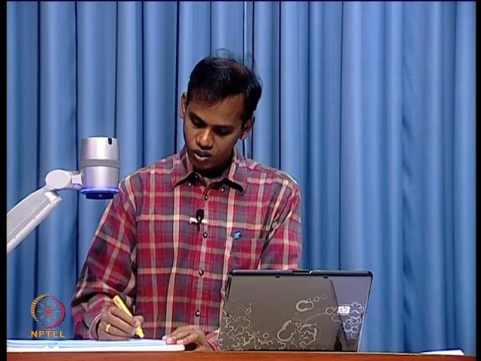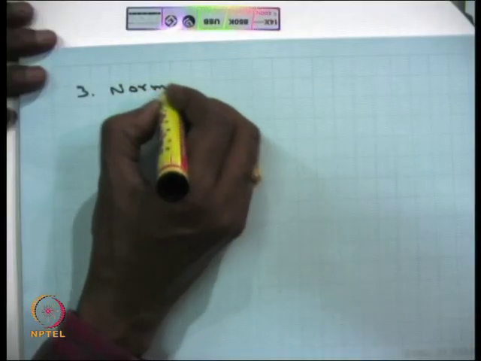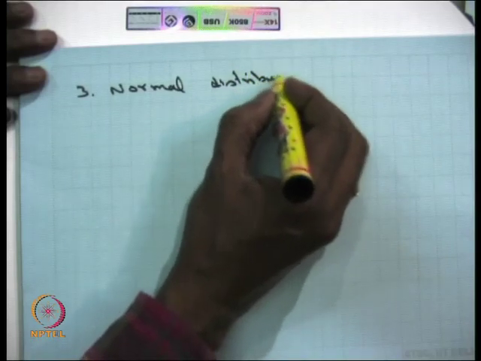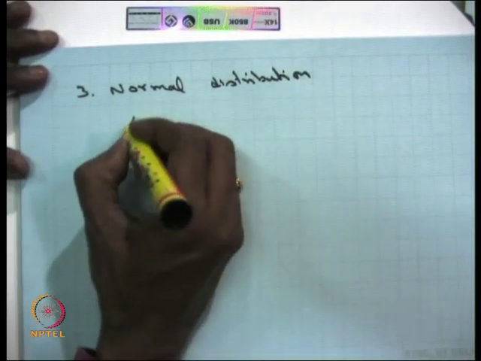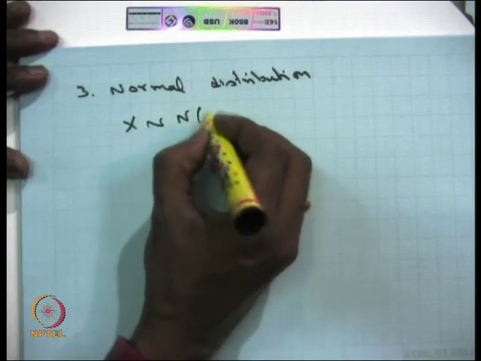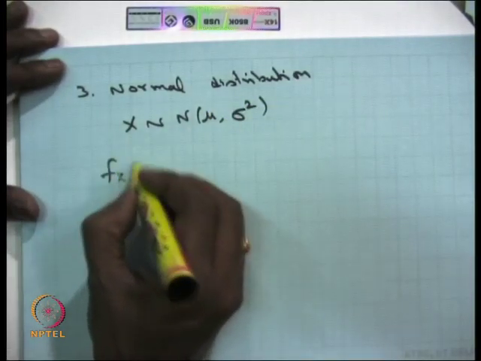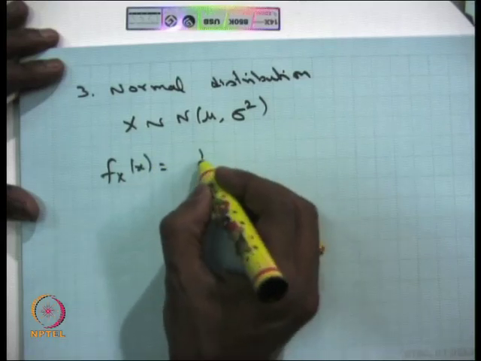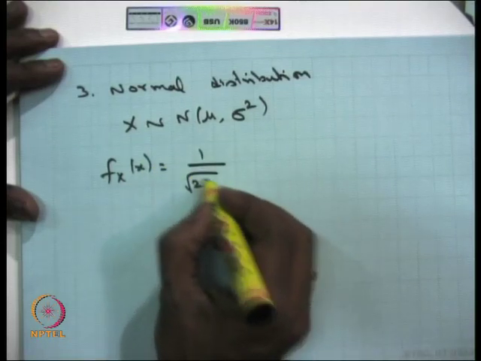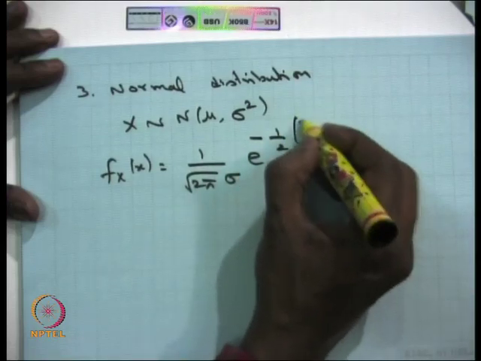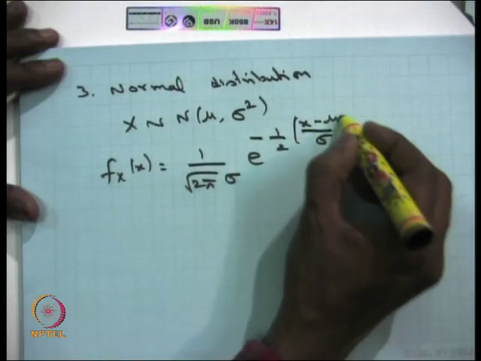The third distribution is a normal distribution or Gaussian distribution. So, when we say the random variable is normally distributed with the parameters mu and sigma square, the probability density function is going to be 1 divided by square root of 2 pi sigma, e power minus half times (x minus mu by sigma) whole square.